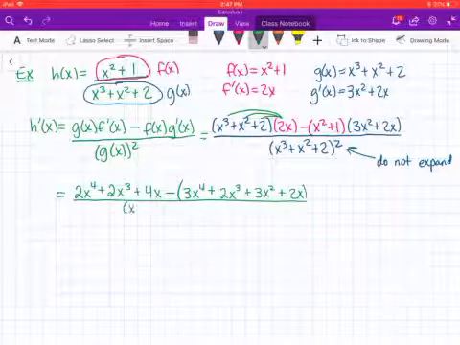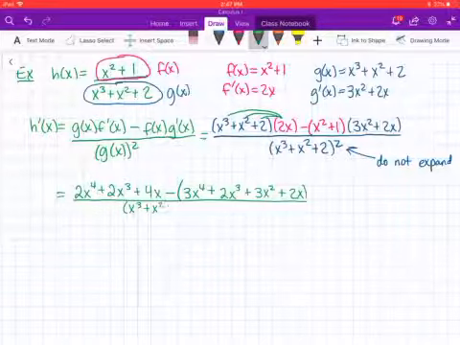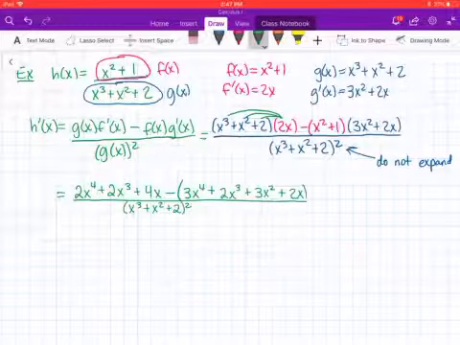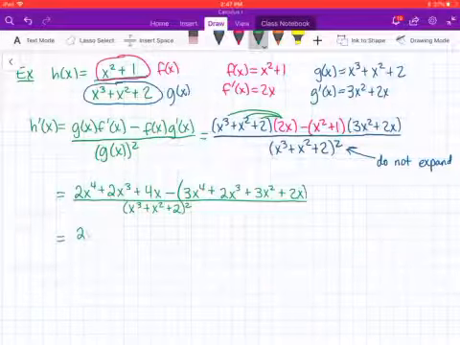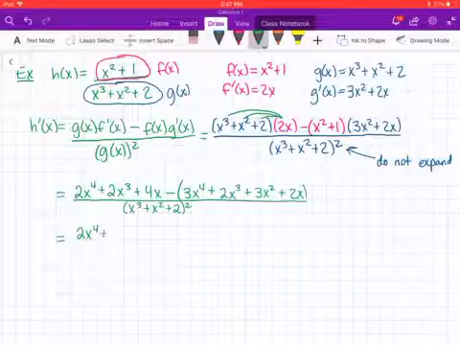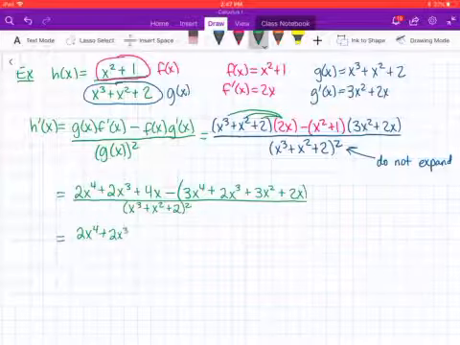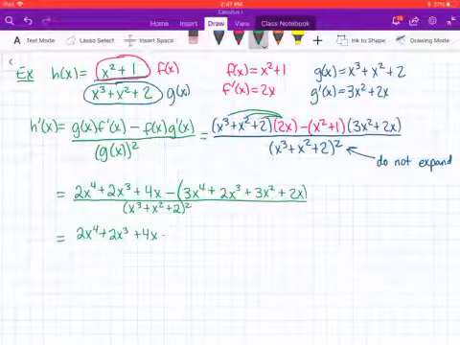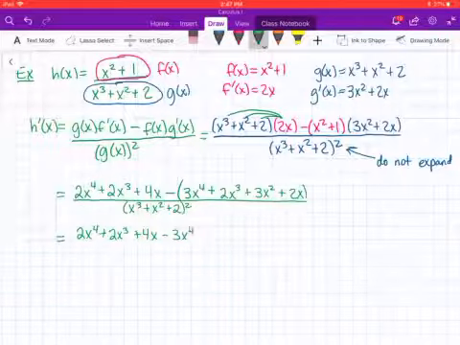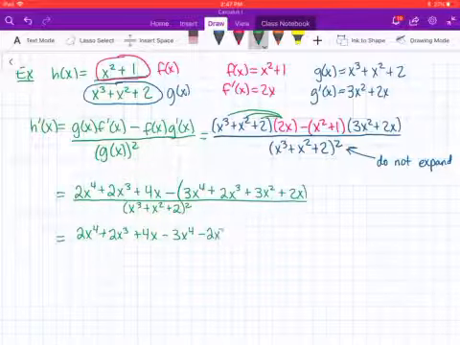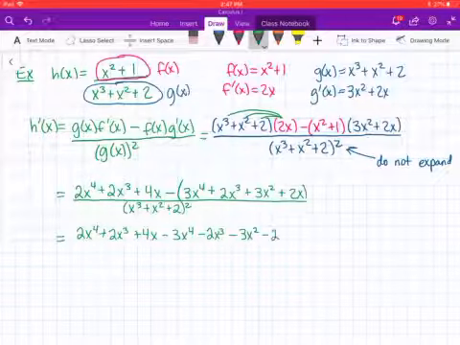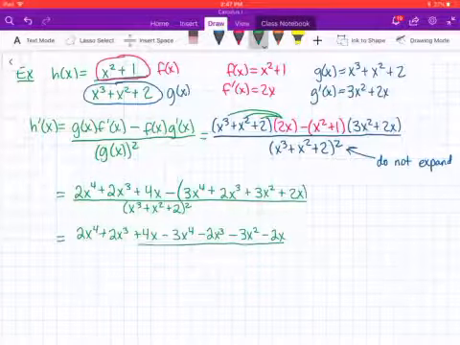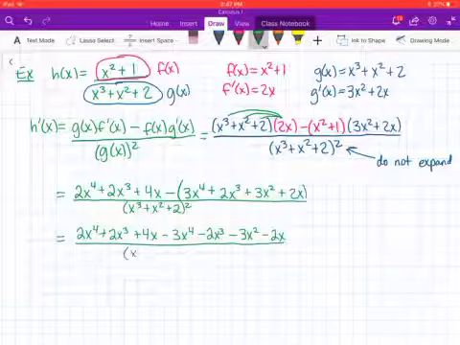And remember, we're keeping that bottom the same exact way. We're not doing anything to it. We could expand it, but it's not going to give us any new information. So 2x to the fourth plus 2x cubed plus 4x minus 3x to the fourth minus 2x cubed minus 3x squared minus 2x, all over the bottom squared.